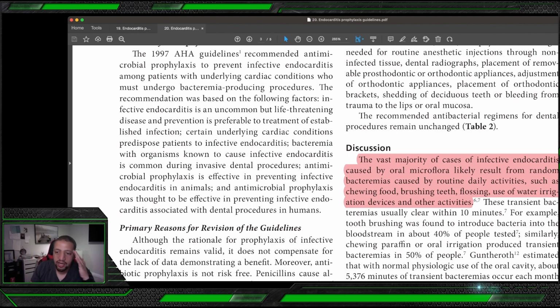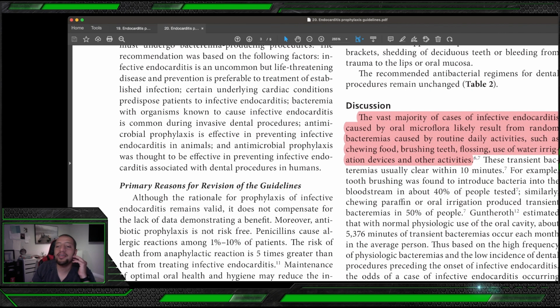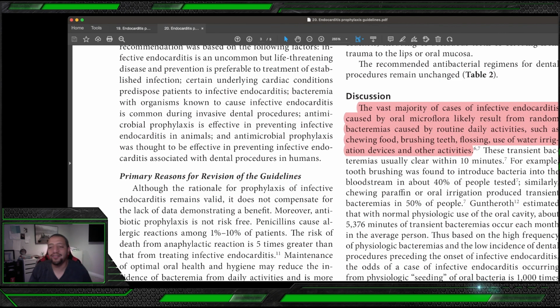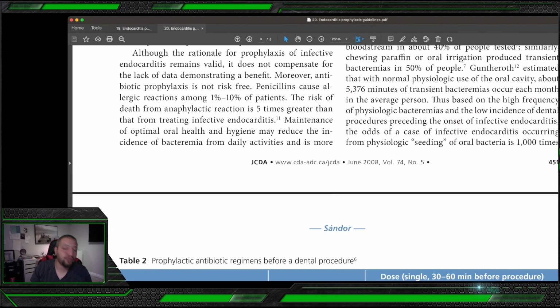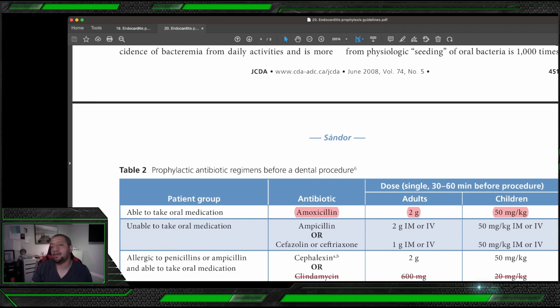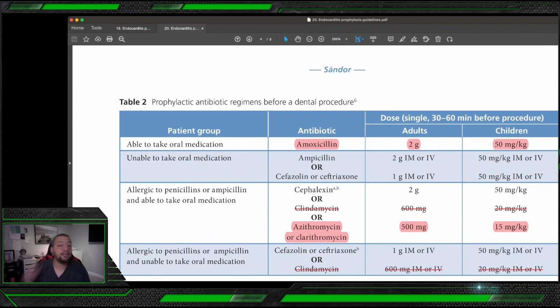So, the discussion here: he speaks about how the vast majority of cases of infective endocarditis caused by oral microflora likely result from random bacteremias caused by routine daily activities such as chewing food, brushing teeth, flossing, use of water irrigation devices, and other activities. So he's trying to clear the dentist's name. He's saying that the dentist is not responsible for every infective endocarditis happening to your patient, because the studies show it might happen with forceful brushing of your teeth.